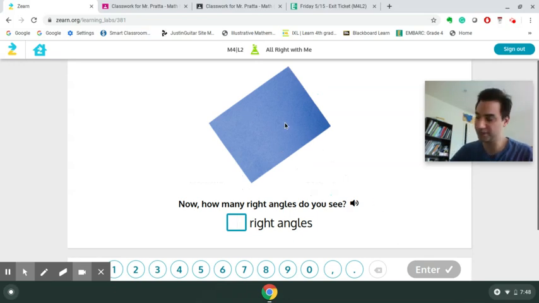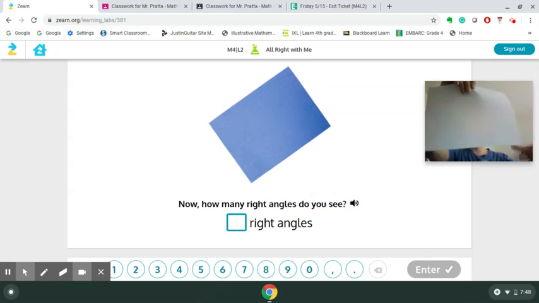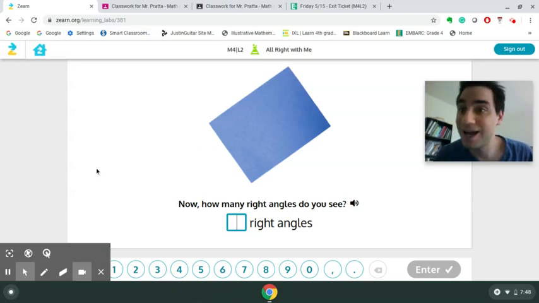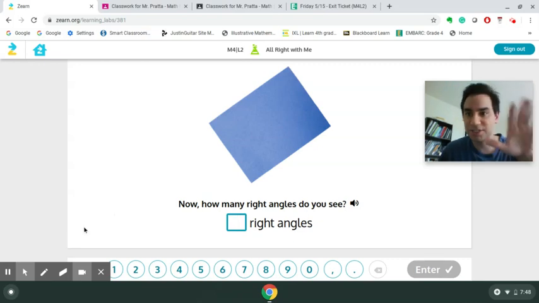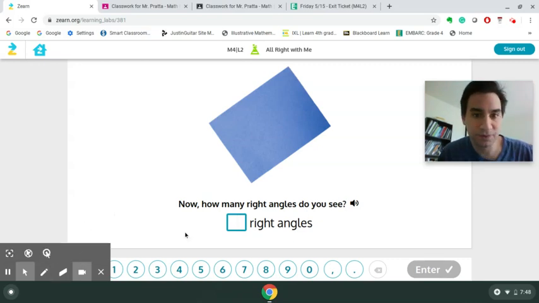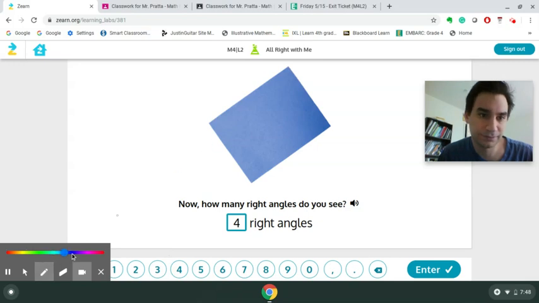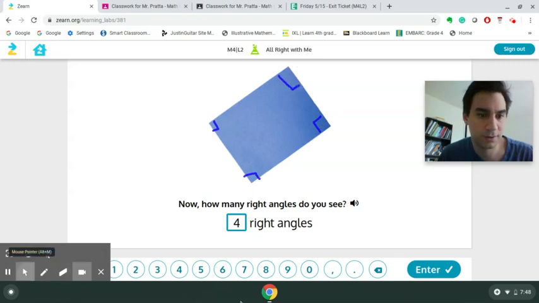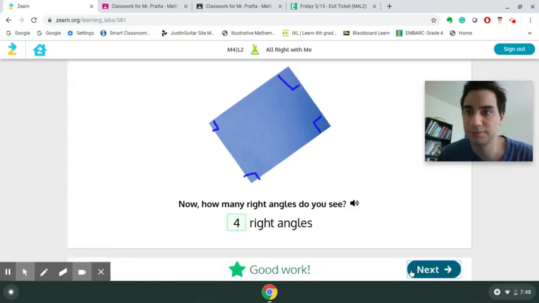How many right angles do you see here? So it's the same piece of paper. Nothing changed, except it was rotated a little bit. So it's oriented now on a diagonal. It's on its side. How many right angles do we have? Not much change. Just the way that it's sort of turned. So we still have 4 right angles. 1, 2, 3, and 4. Bam. Good work.